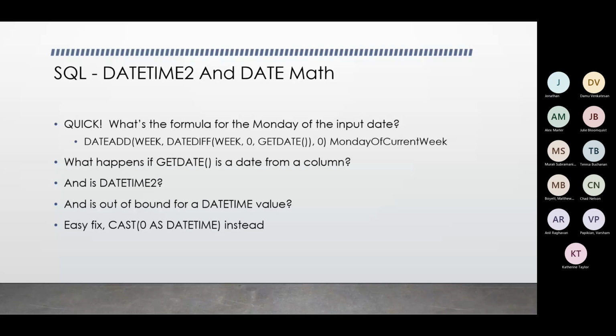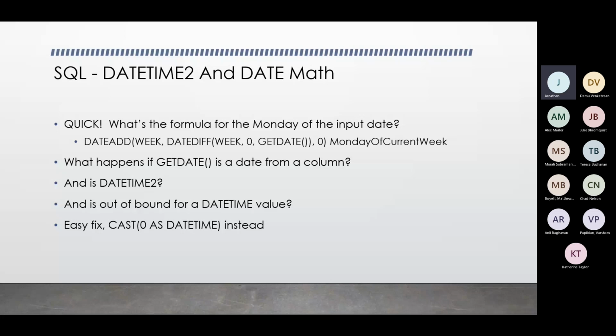We all use this formula here. This is what Microsoft gives us, unless you have a date table. Speaking of which, go build a date table. But so you do DATEADD week, DATEDIFF week, 0, GETDATE, 0. What is this doing? If you have a 0 in there where you're saying DATEDIFF week 0 to GETDATE, it sees the 0 and converts that to the start of the epoch for a datetime value.